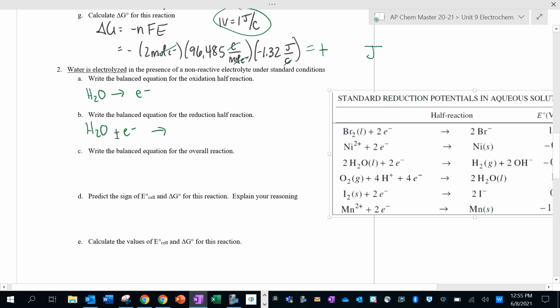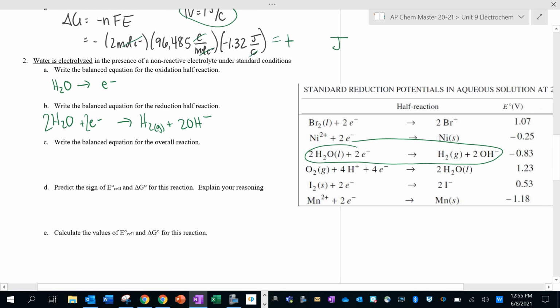So let's look at this second one first. I see a reaction right here that looks like I have water gaining electrons. It looks like for every 2 waters, I grab 2 electrons and I form a hydrogen gas and 2 hydroxides. Okay, and then I'll write down the voltage. It looks like it's negative 0.83 volts for this one.